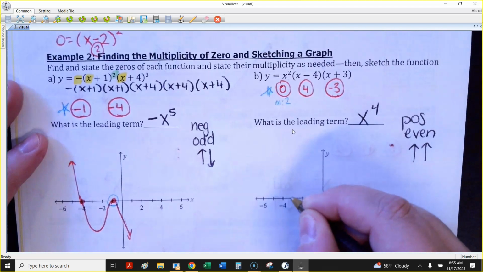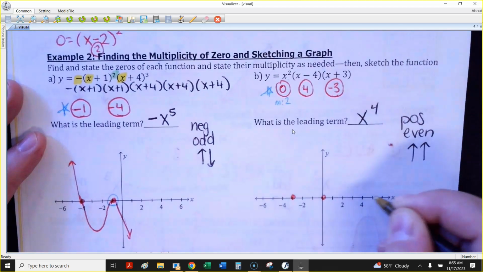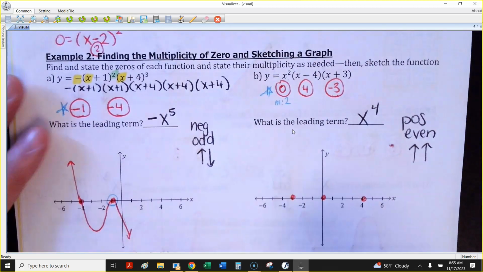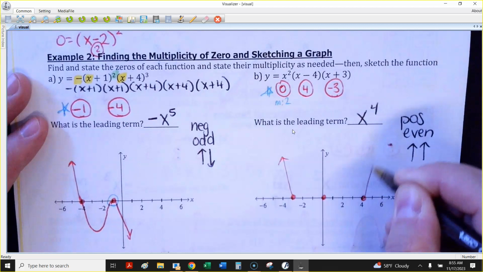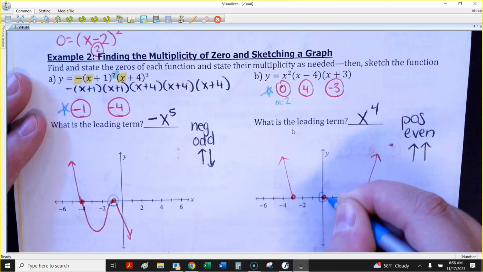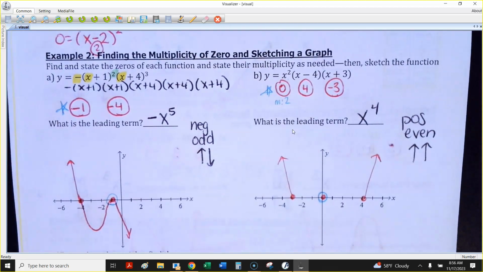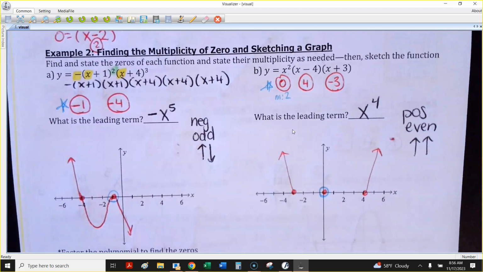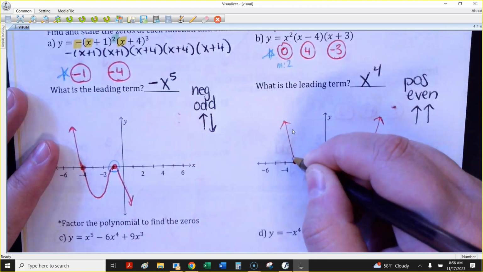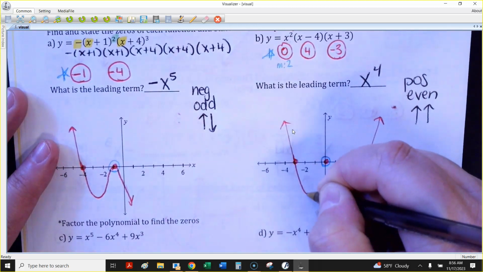So I've got -3, 0, and 4. And I'm just going to put my end behavior in first. So both left and right should go up. I want to make sure I don't go through the x-axis at the 0 because that's going to be an even multiplicity, so I'm going to have a bounce there. The other two, at the 4 and the -3, are odd multiplicities, they're just to the first. So here at the -3, I'm going to go through the x-axis. I have to come back up and touch the origin.